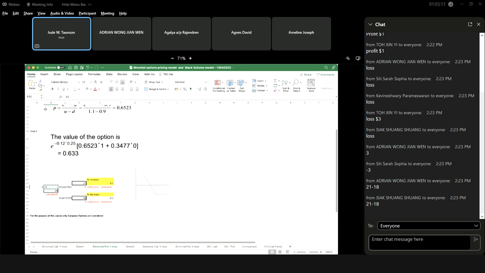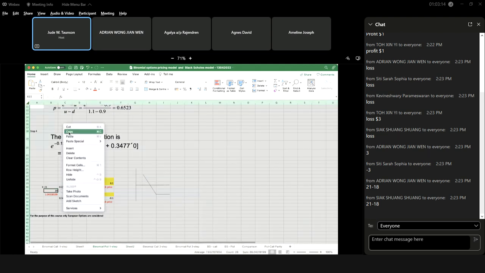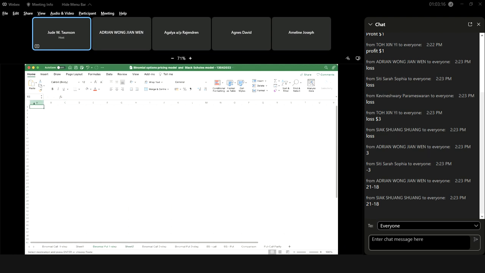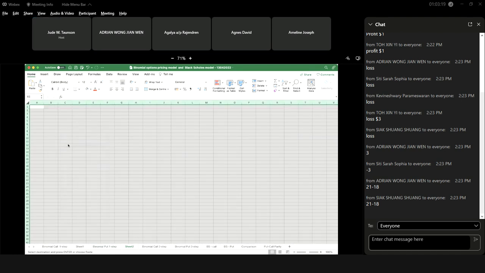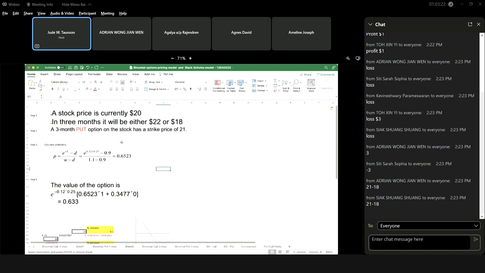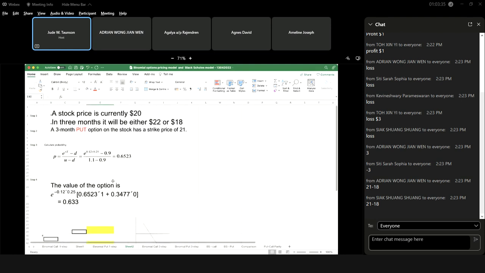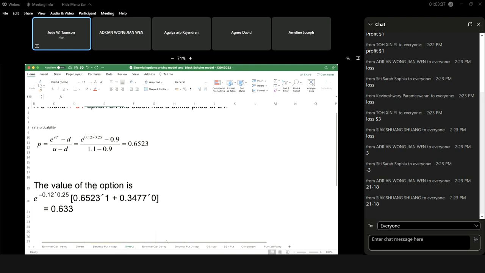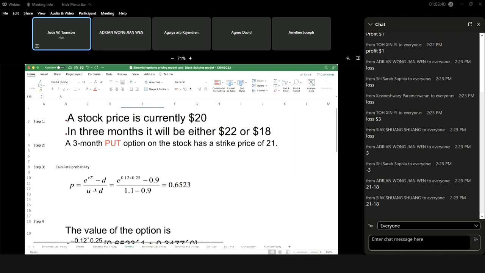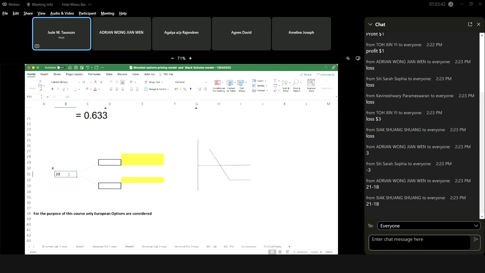I'm going to copy this one. Tadi call, sekarang adalah put option. Okay, look, we have the same situation. I'm going to delete everything. We do it one by one, step by step. Step 1 is the same. You just put 20, you put 22 into 18.